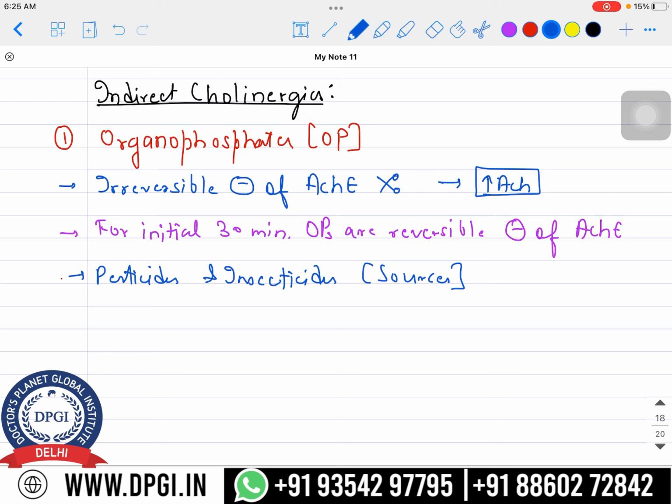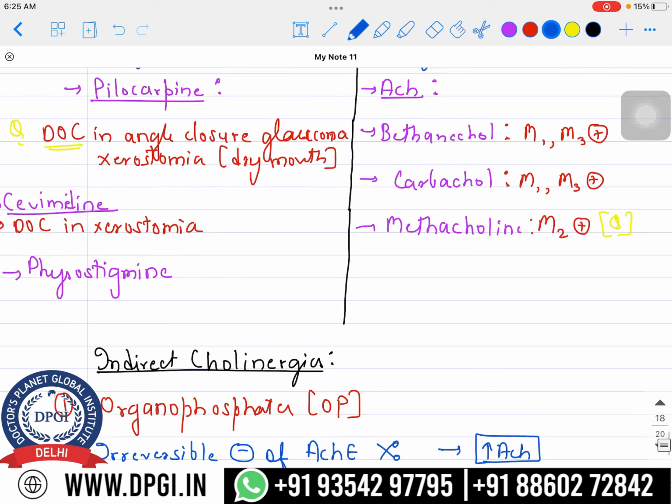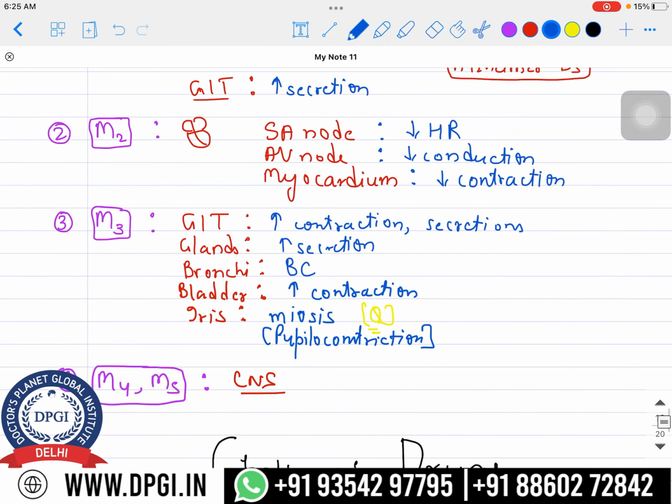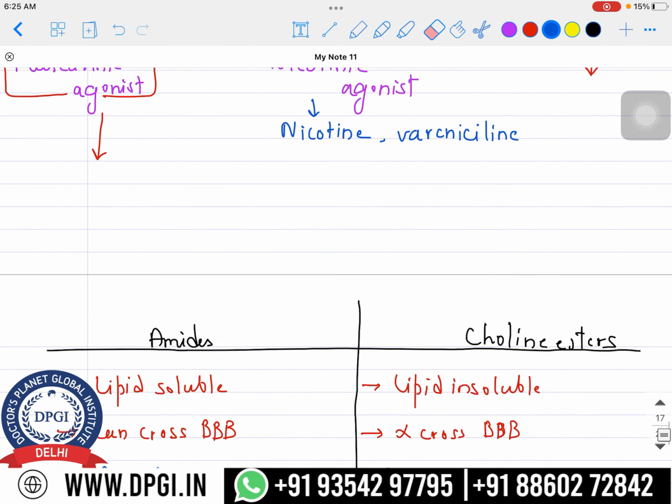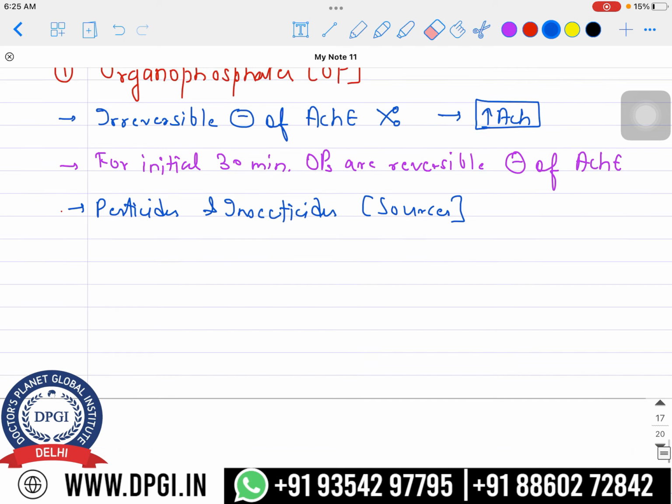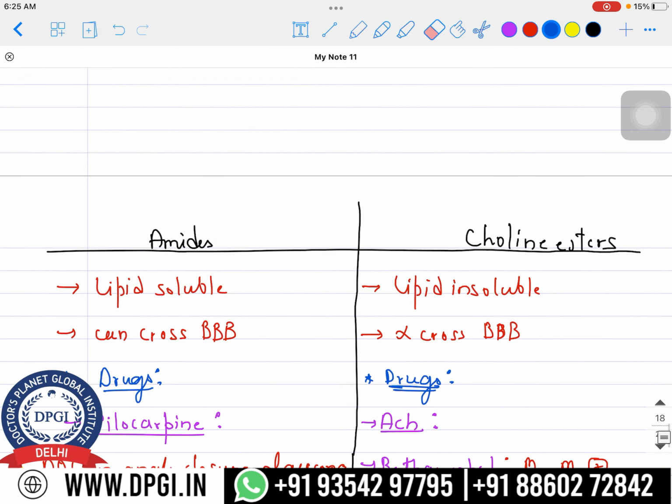M3 receptors, the patient will be having increased secretions, bronchoconstriction, and all of those things, right? I just told you over there that all of these things will be seen in the patient. And if you talk about the heart, M2, bradycardia will be there in the patient. These things will be seen in the patient. So OP poisoning, in this case, that will be seen, right?